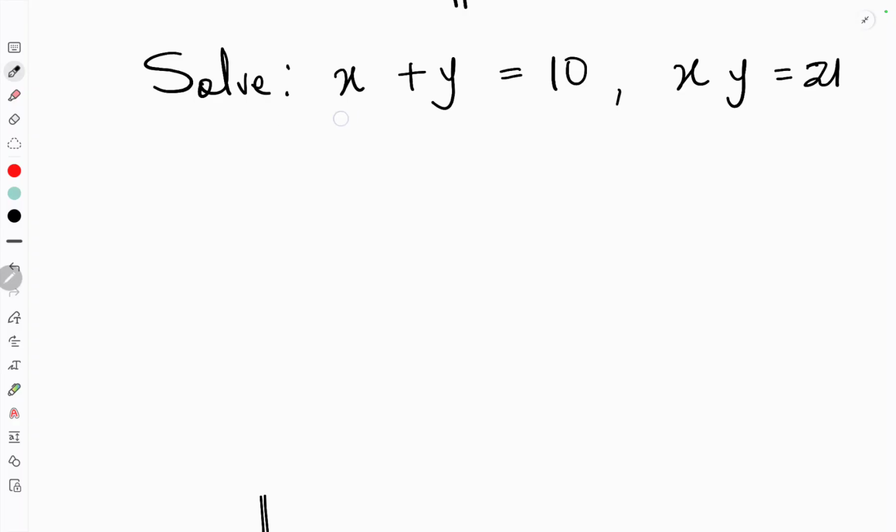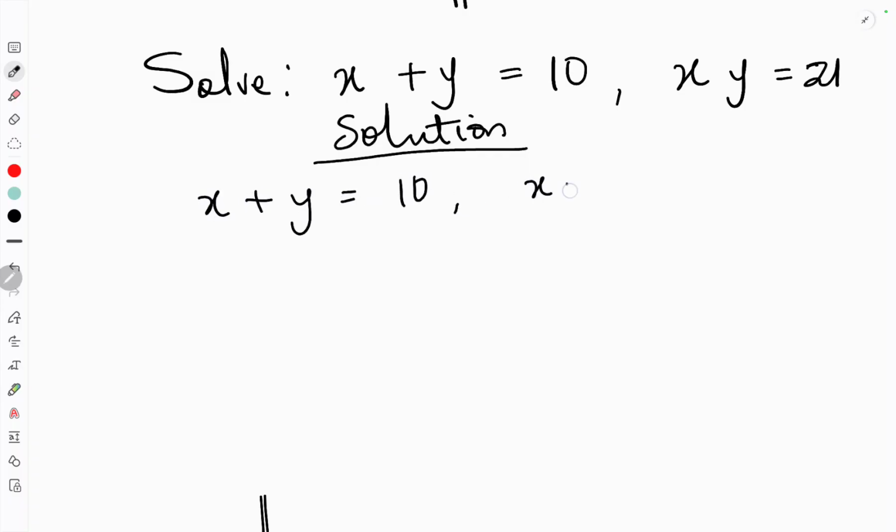Okay, we are expected to solve. We are given that x plus y is equal to 10 and xy is equal to 21. So the first thing we have to do in this problem is to make either x or y the subject of the formula. I would like to make y the subject of the formula. So to make y the subject of the formula, I subtract x from both sides of the first equation. So I can say that y is equal to 10 minus x.